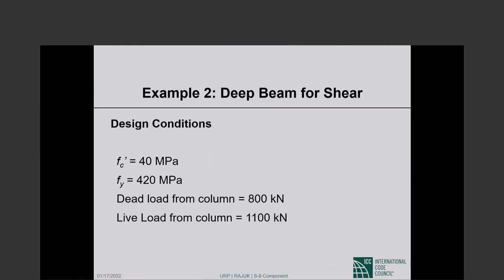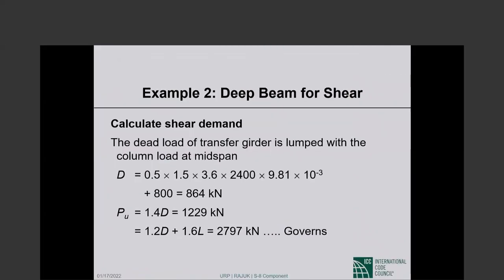F sub C prime, F sub Y. Dead load from the column is 800 kilonewtons, and live load from the column is 1100 kilonewtons. Okay, those are what we are dealing with. So on the transfer girder, the column transfers 800 kilonewtons of dead load and 1100 kilonewtons of live load. The transfer girder itself has a weight. It has a section of 1500 by 500. So the weight of the transfer girder is lumped with the column load at midspan.